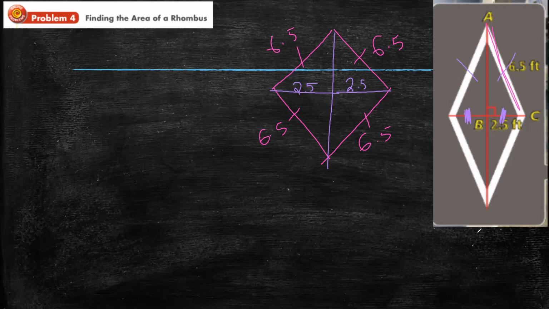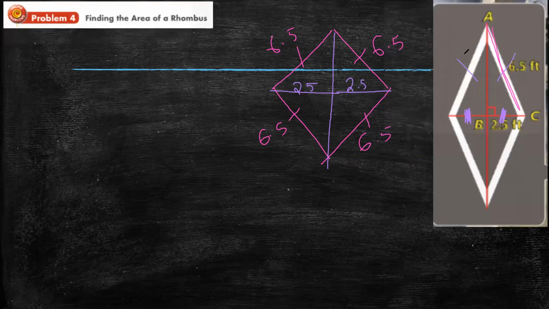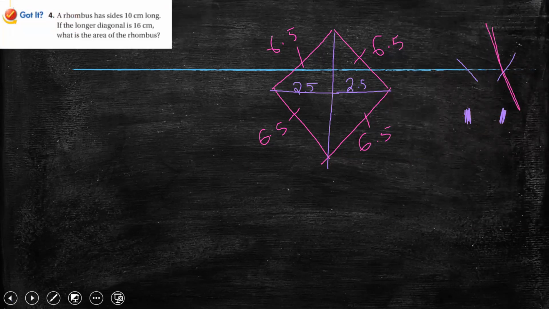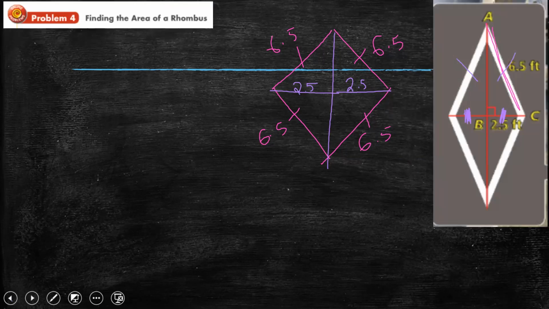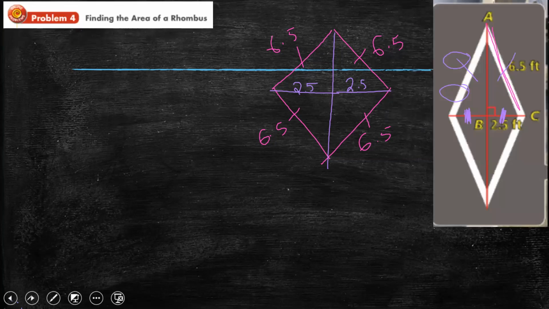But also, if you go back here to the kite, we say that these two halves are equal, but for the second diagonal, they are not equal. So in the kite, only two sides on one diagonal are equal. In the rhombus, no. In the rhombus, all the sides are equal.